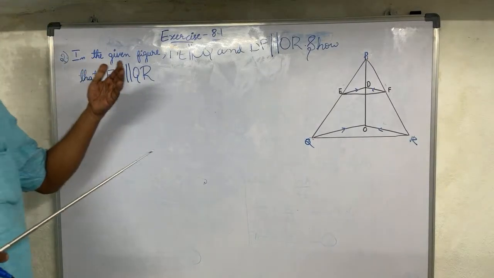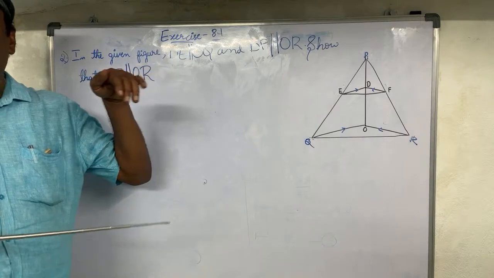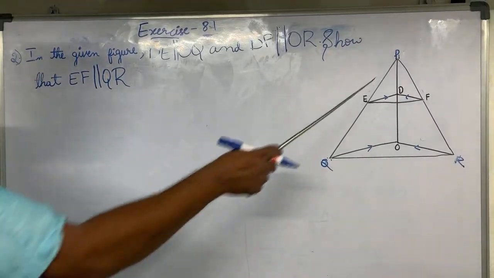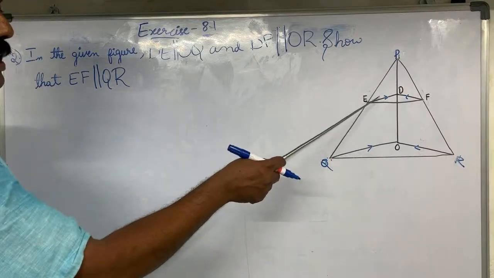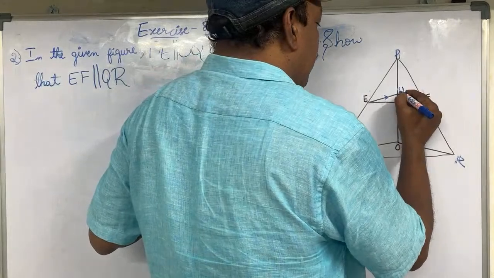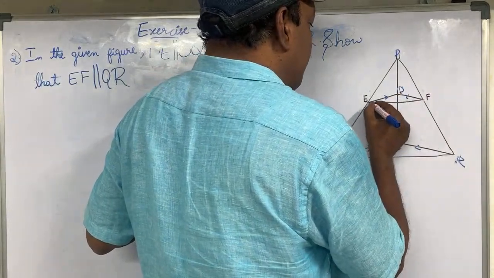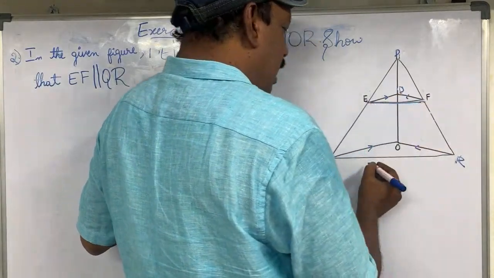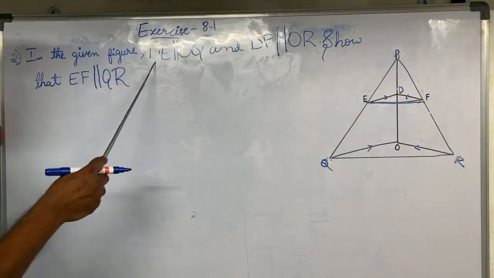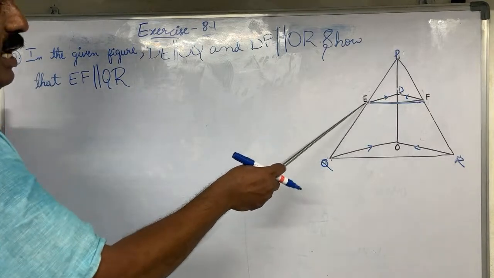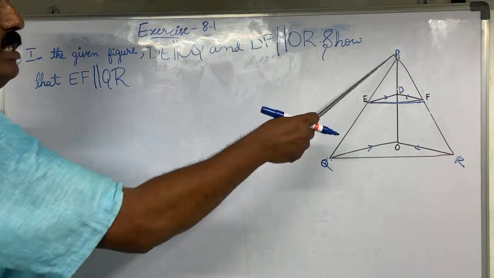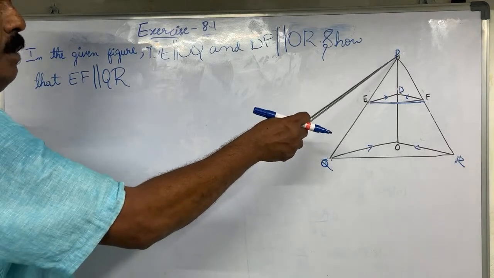Here, what is the question? What data is given in the question, and what is being asked? See, in the given figure PQR, D is given here. The line EF is given, and QR is given. We are asked about EF. See, this is DE. This line DE is parallel to OQ. That means here two triangles are there.